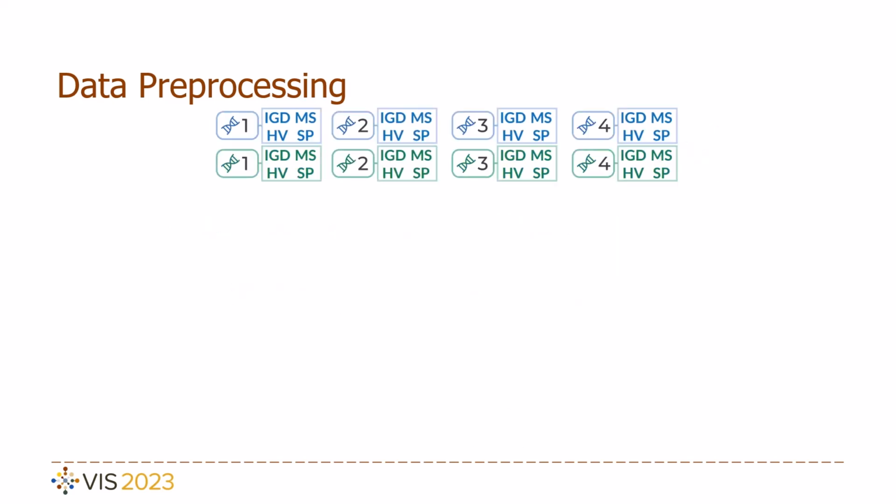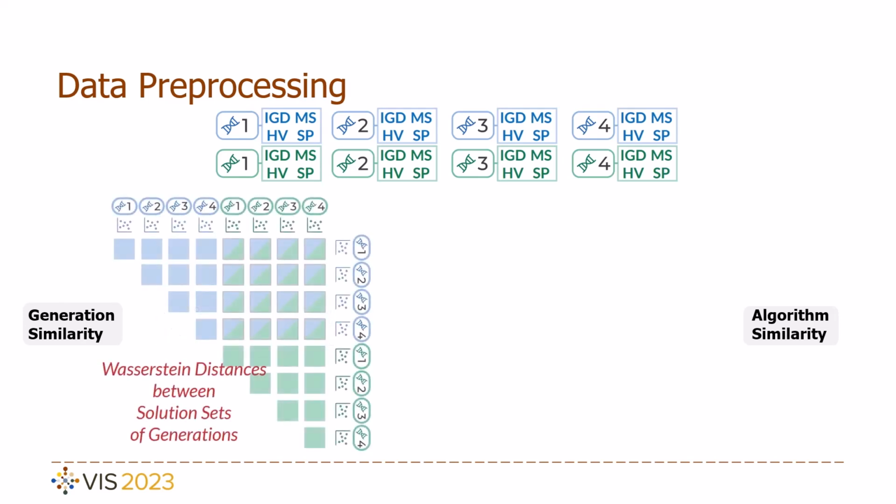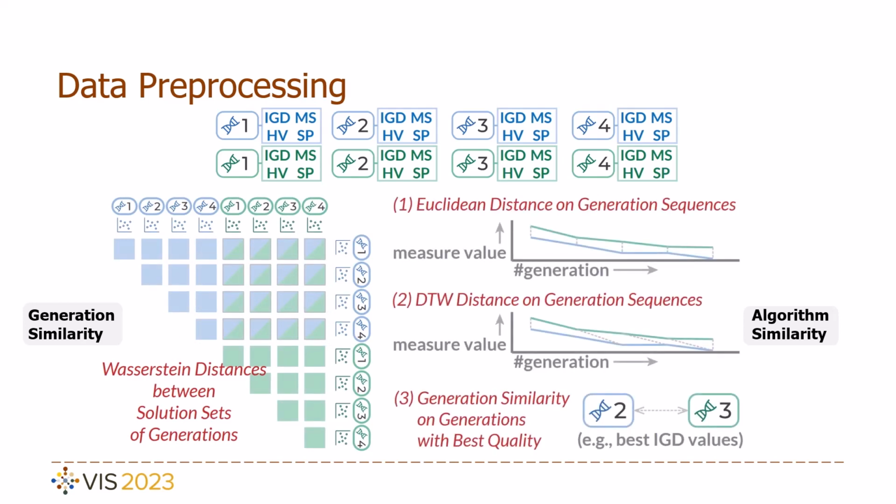2 levels of similarities are calculated. Generation similarity leverages Wasserstein distance to quantify the similarity between 2 distributions of solution sets in the objective space. It is calculated pairwise for all generations of 2 algorithms. Algorithm similarity is modeled as the distance between 2 time series of quality measure, or adopts the generation similarity between the best solution sets of 2 algorithms.